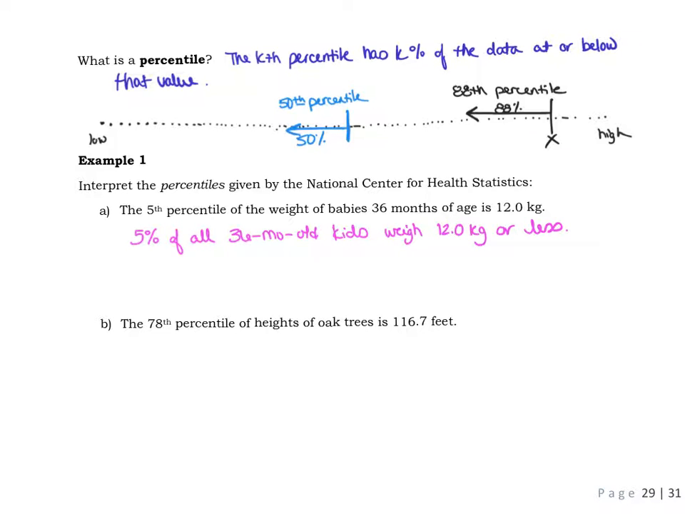The 78th percentile of heights of oak trees is 116.7 feet. So what does that mean? It means 78% of all oak trees are 116.7 feet tall or less. Okay, simple as that. That's what a percentile means.